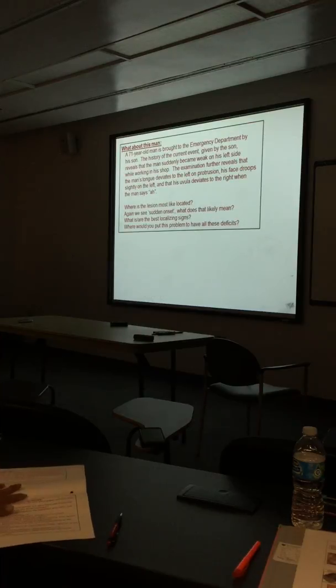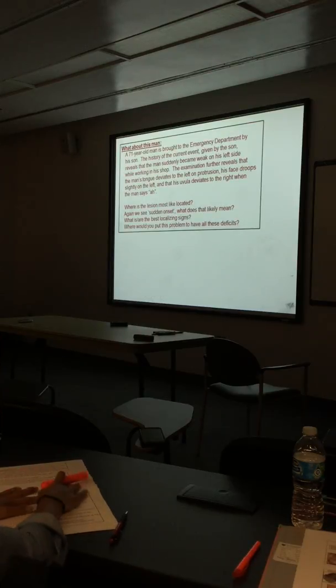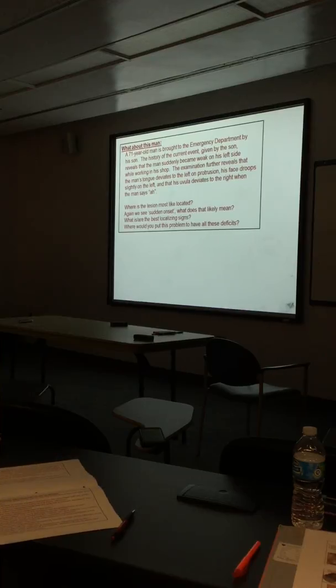Okay, what about our man? A 71-year-old man is brought to the emergency department by his son. The history given by the son reveals that the man suddenly became weak on his left side while working in his shop. The examination further reveals that the man's tongue deviates to the left on protrusion. His face droops slightly on the left, and his uvula deviates to the right.